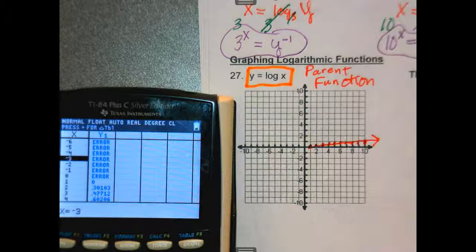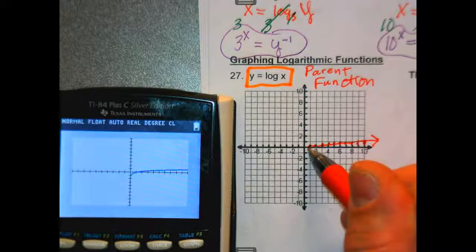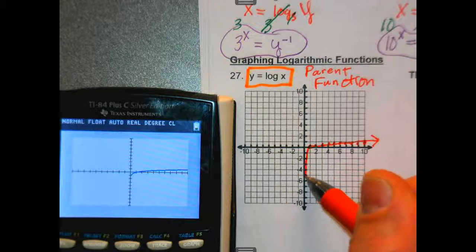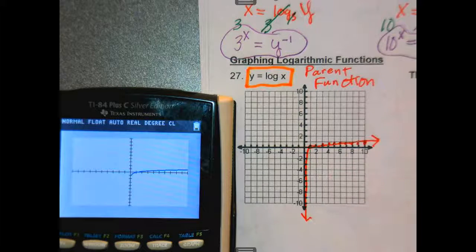Okay? Now, if you're not paying attention and you're talking to your buddies and you're watching video games or your phones or throwing stuff all over my room, and you don't put the other part of the graph in, I'm going to mark the problem wrong. Okay? The graph actually continues all the way down the y-axis, but never touches or crosses it, right?